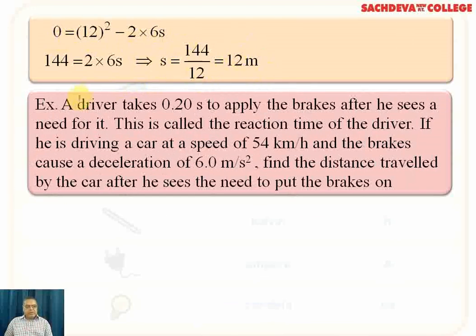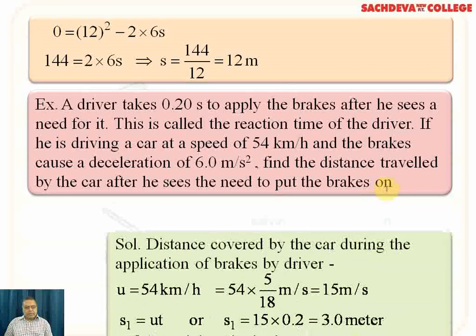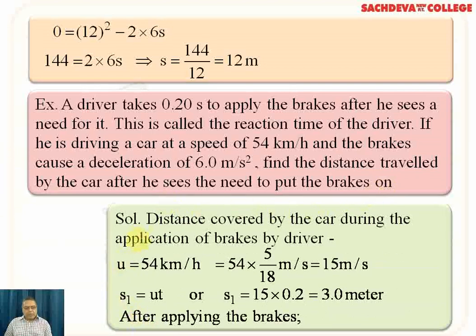Now in this question, the driver takes 0.20 second to apply the brakes after he sees a need for it. This is called the reaction time of the driver. If he is driving a car at a speed of 54 kilometers an hour and the brakes cause a deceleration of 6 meters per second square, then find the distance traveled by the car after he sees the need to put the brakes on. So what exactly is the solution?